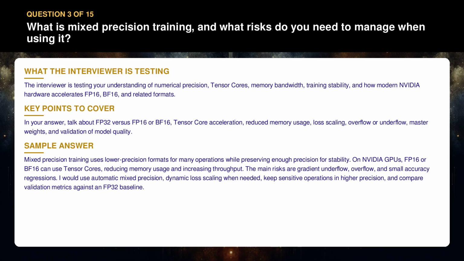Mixed precision training uses lower precision formats for many operations while preserving enough precision for stability. On NVIDIA GPUs, FP16 or BF16 can use tensor cores, reducing memory usage and increasing throughput. The main risks are gradient underflow, overflow, and small accuracy regressions. I would use automatic mixed precision, dynamic loss scaling when needed, keep sensitive operations in higher precision, and compare validation metrics against an FP32 baseline.